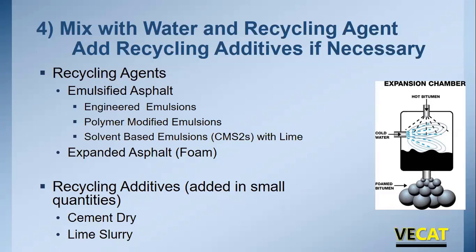Expanded asphalt is what you've been using in Virginia. And really, expanded asphalt is the same thing that's used in warm mix asphalt technology. I'm going to take hot asphalt, 325 plus, and run it through a nozzle where we inject a little bit of cold water into that. The water will vaporize, causing that hot asphalt to expand, and it'll make some tiny little droplets. These droplets are easy to disperse through the mix. We'll add recycling additives. These are added in small quantities, and typically we'll either see cement or lime used.